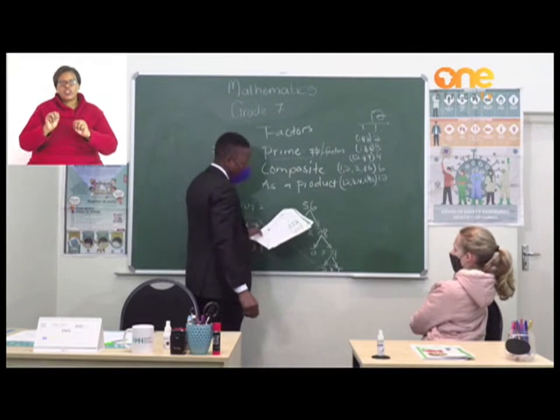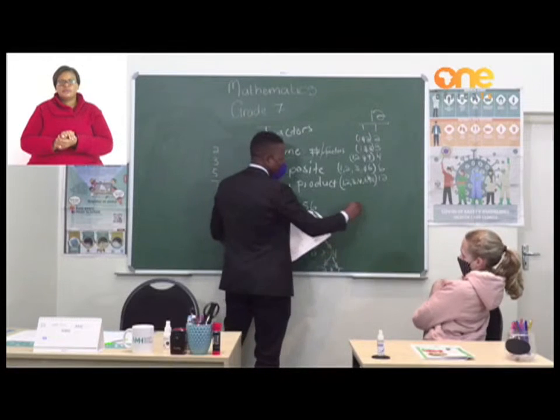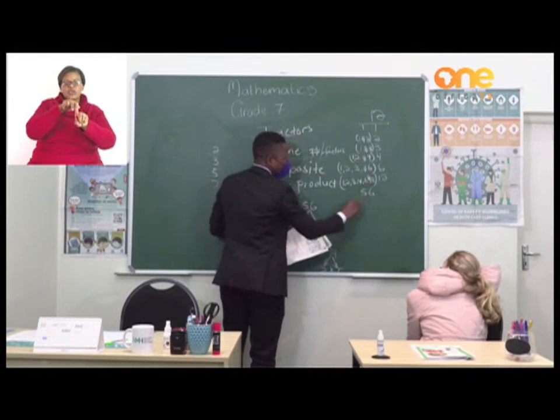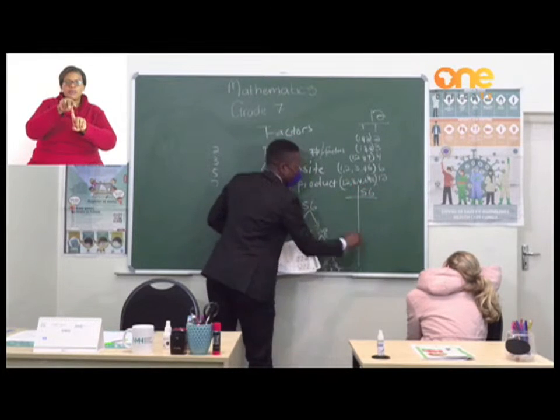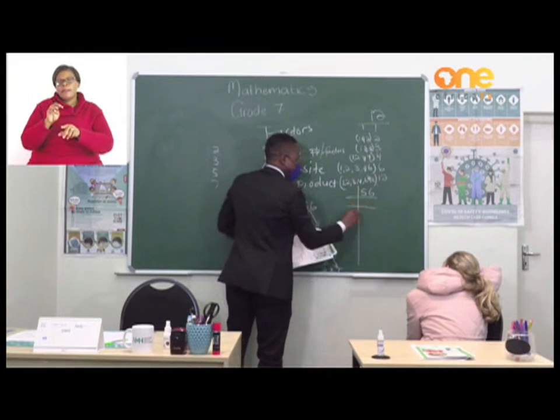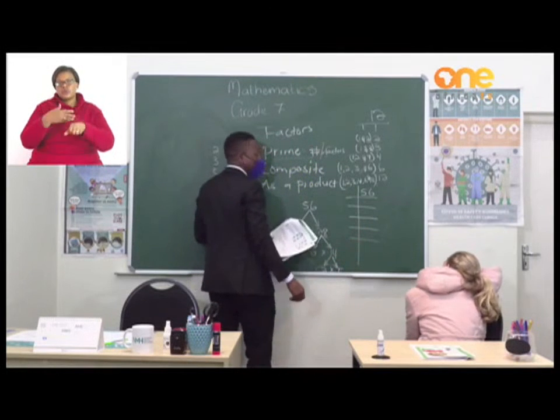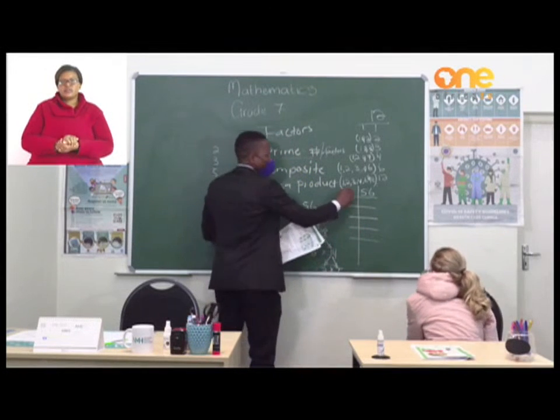Another method is the ladder method, whereby we have 56 here and we must halve 56, or divide 56 by 2.